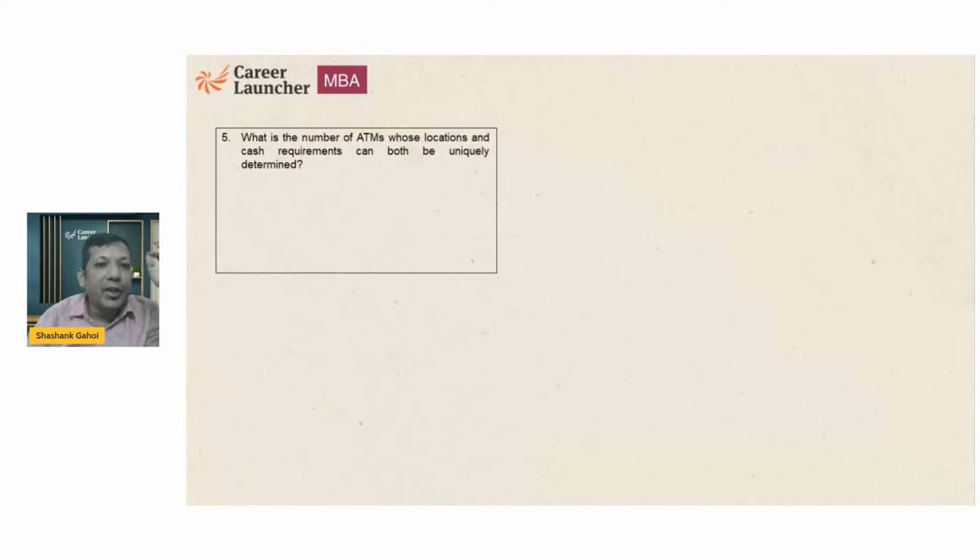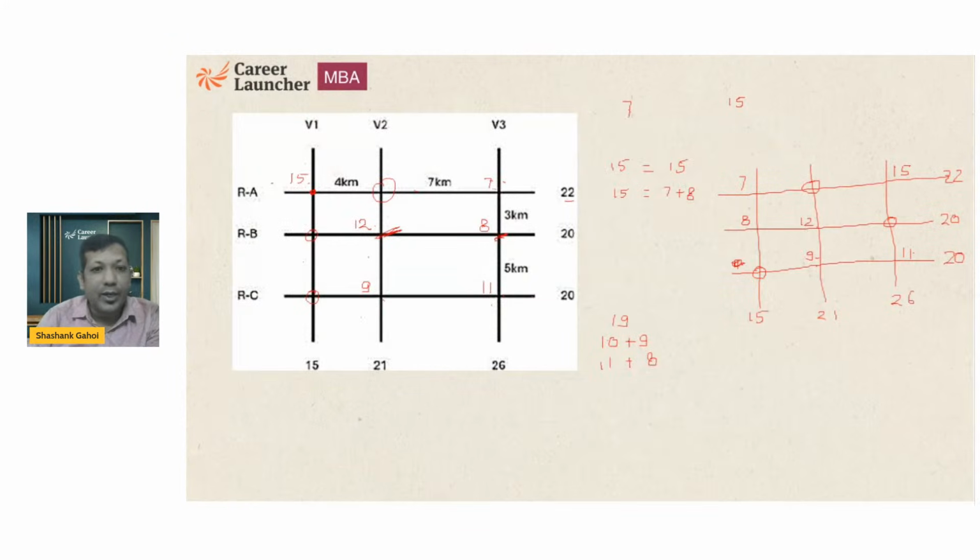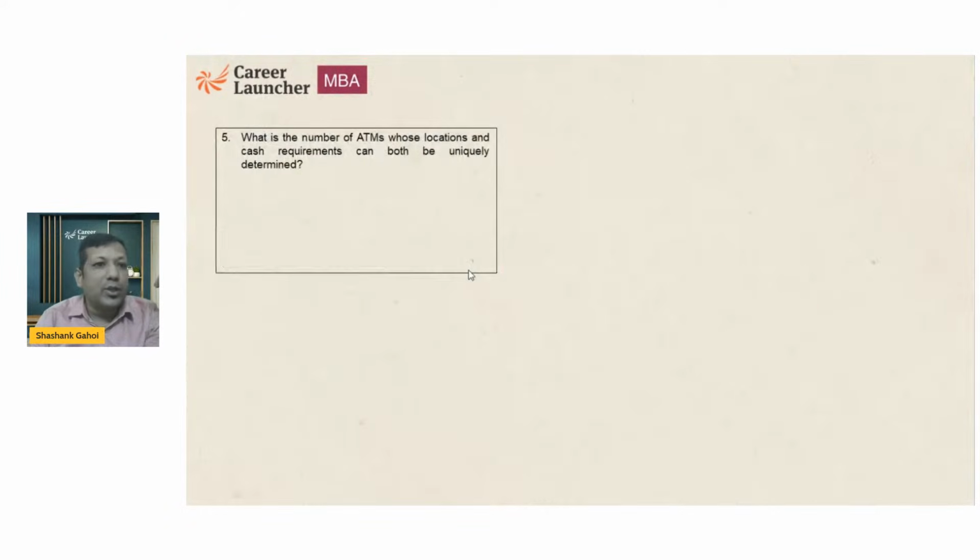What is the number of ATMs whose location and cash requirement can both be uniquely determined? So which ones can I determine exactly? I can't determine this 7 because it can be either here or here. I cannot determine this 15 because it has 2 possibilities. I cannot determine 8 because it can be either here or here. So only this, this, and this. These 3 can be uniquely determined. So the answer of this question is going to be 3.